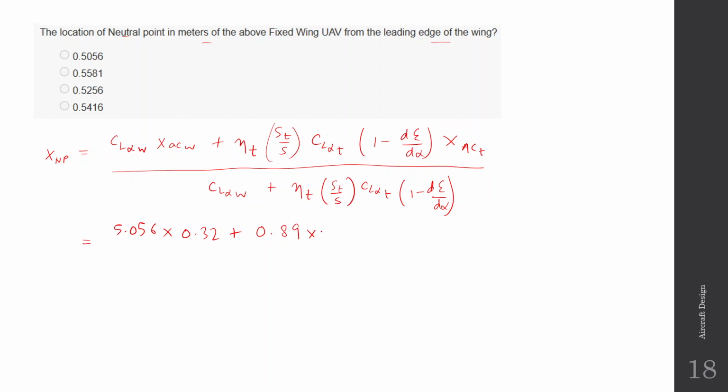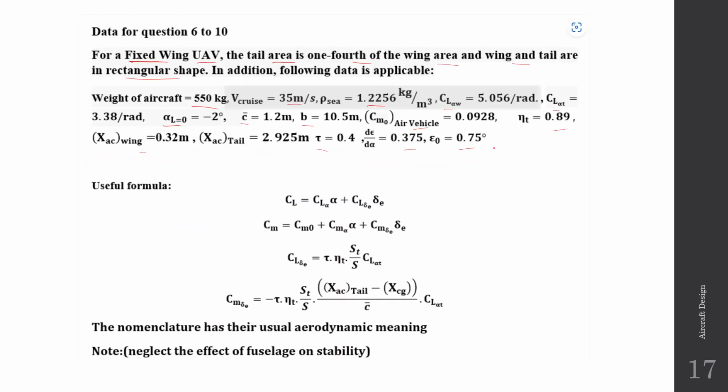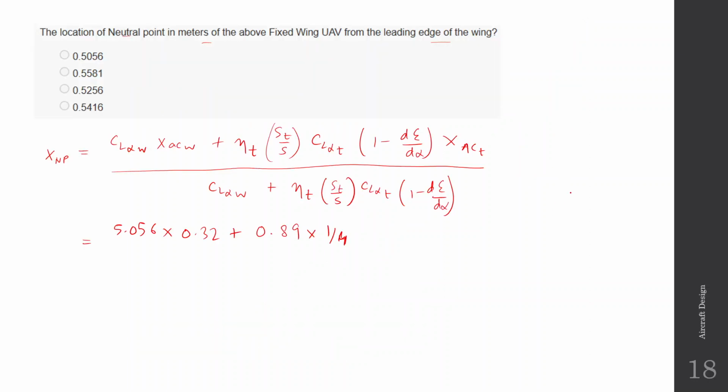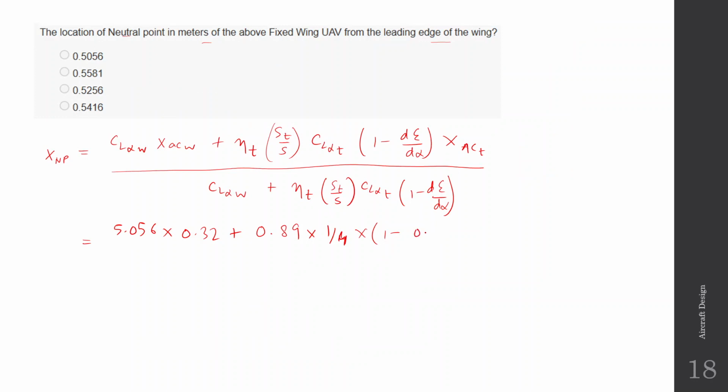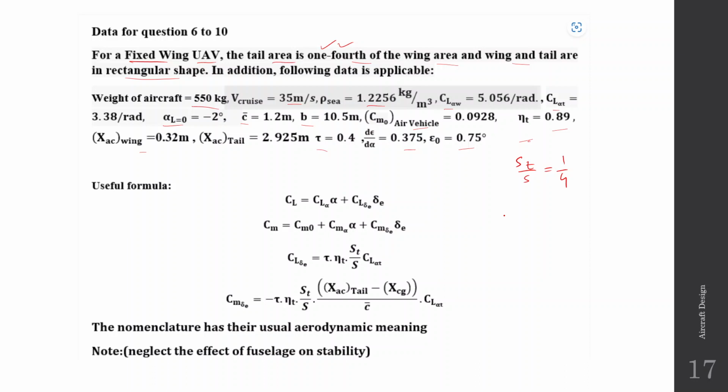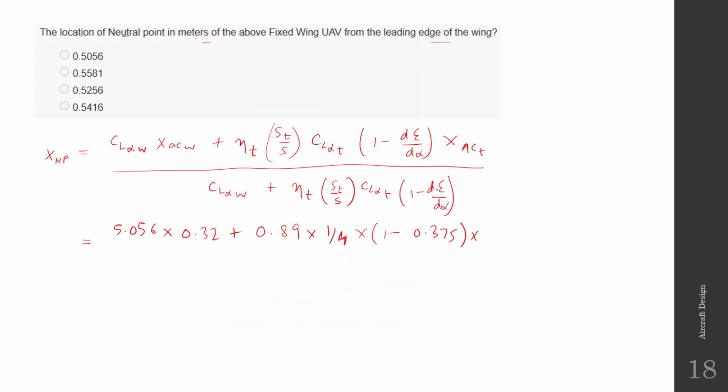ST by S is 1 by 4. So ST by S, how do we get? It is not written in this data. It is written in the paragraph that tail area is 1/4 of the wing area. So from this we know that ST by S is 1 by 4. This is also given, 0.375. XAC tail is given as 2.925 meters.